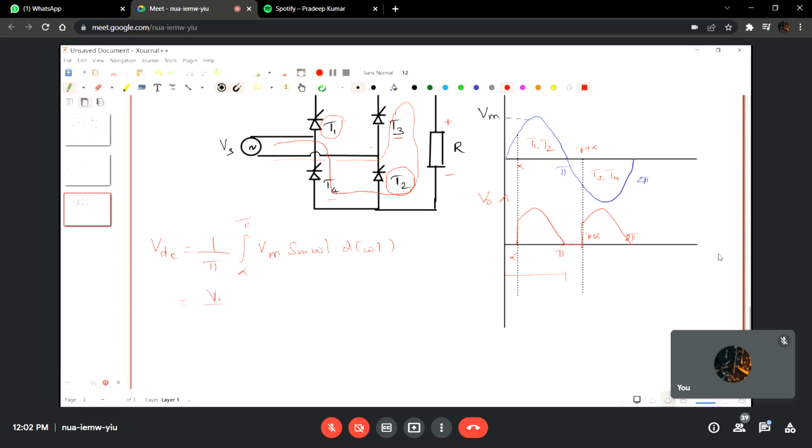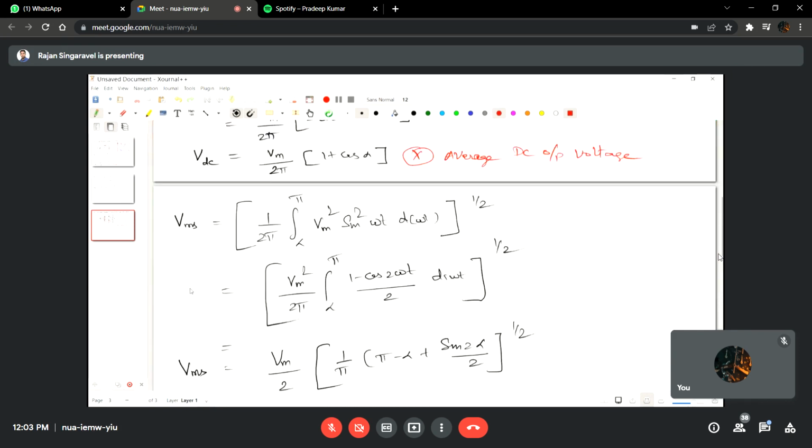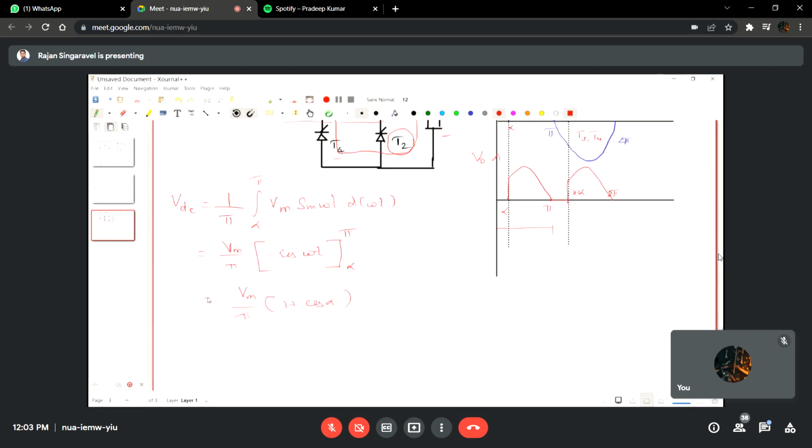So this becomes Vm by pi, minus cos omega t from alpha to pi. So you will get Vm by pi times 1 plus cos alpha. In the previous cases, you got Vm by 2 pi times 1 plus cos alpha. Now you got Vm by pi times 1 plus cos alpha. This is for the average DC output voltage.